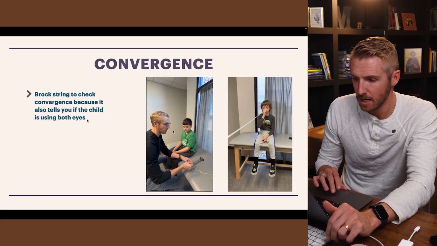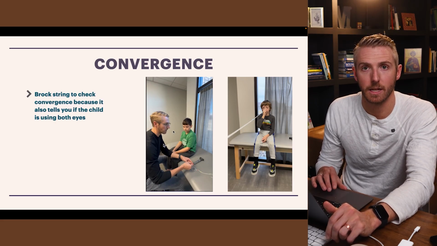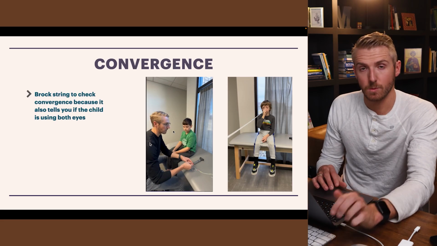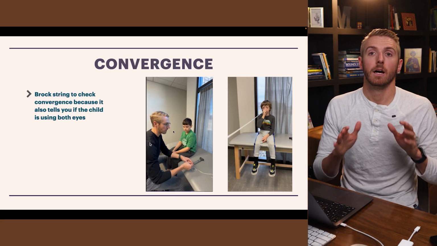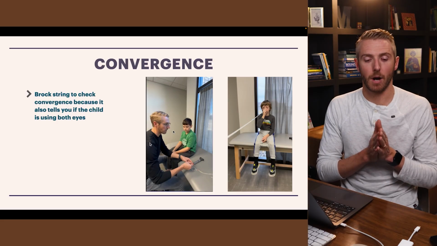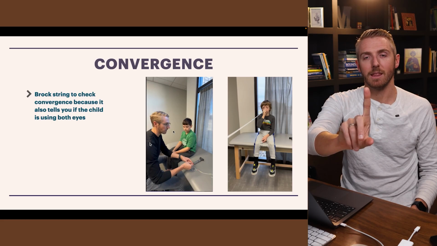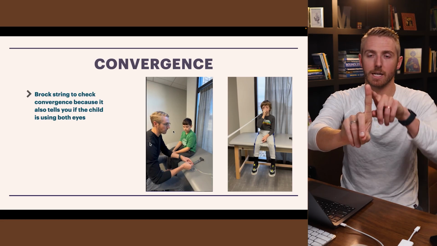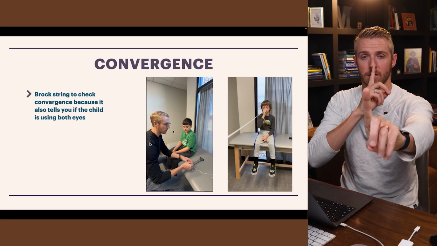Okay. I'm going to show you a couple kids' convergence here as well. I use a string called the Brock string for this, which is really helpful, because I make them for next to nothing. A Brock string is a string that has beads on it. When you put a bead right in the middle of the string and look at that bead, you have two eyes, so you hold the string to your nose, and someone else holds the other end.